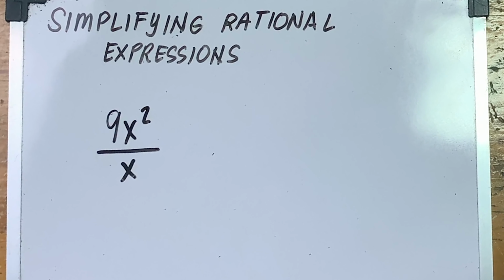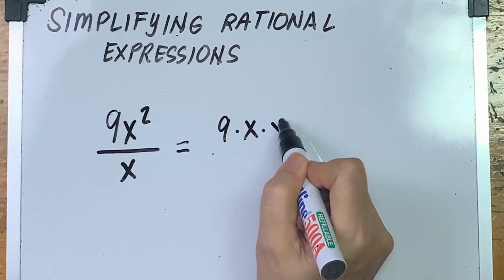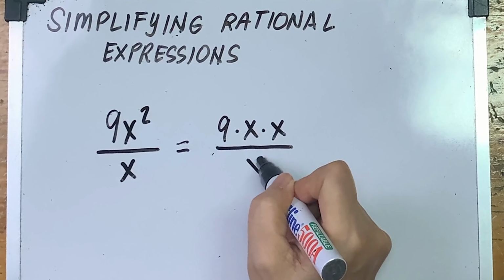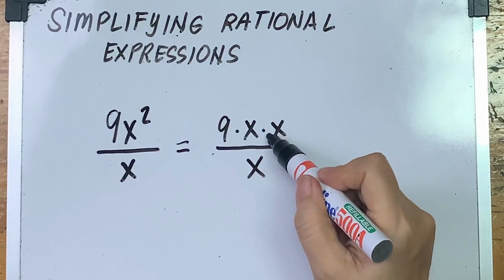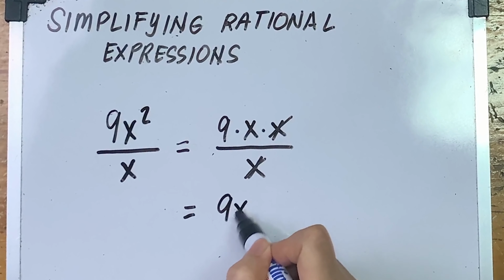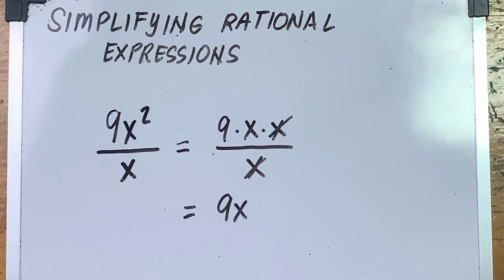Simplifying rational expressions is similar to reducing a fraction to lowest terms. Let's take 9x squared over x as an example. Let's try to expand x squared. So we will have 9 times x times x over x. We can cancel x and x, both in the numerator and the denominator, and our final answer will be 9x. x has no restriction because we can assign any values to x.